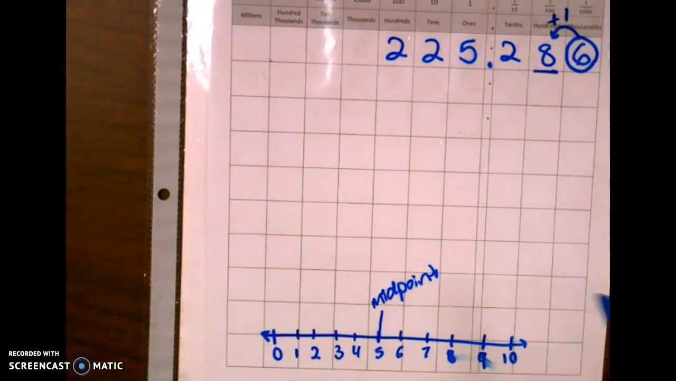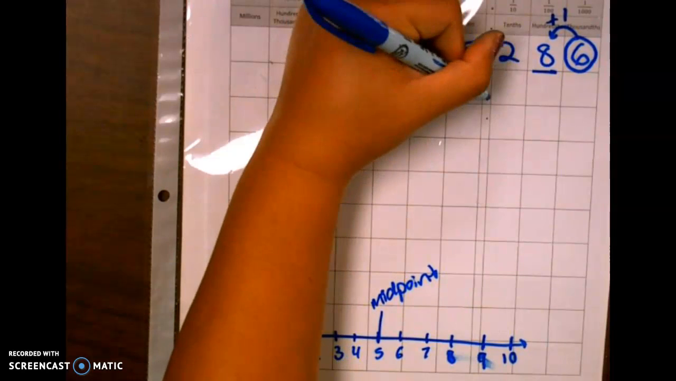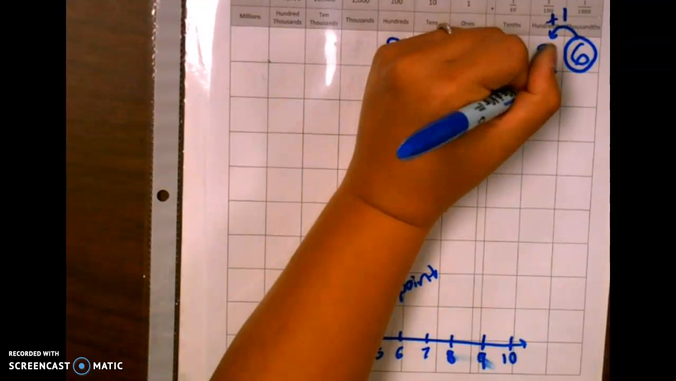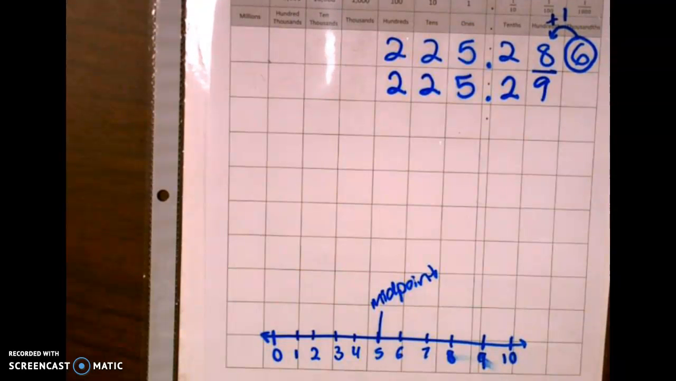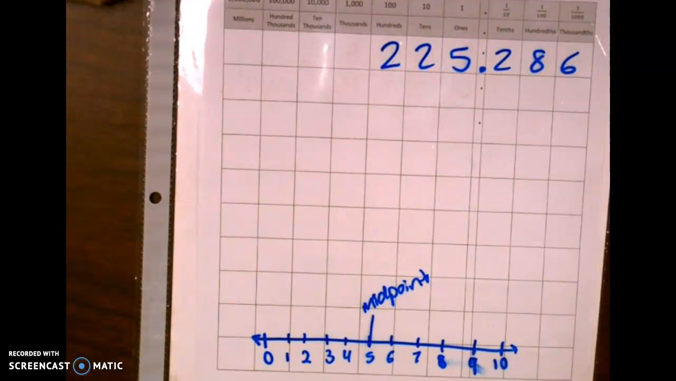So my actual number, my rounded number, is going to be 225 and 29 hundredths. Now I'm not going to put anything in thousandths place because I don't need that. I don't need that information anymore. Thank you for all of your work. You are done.